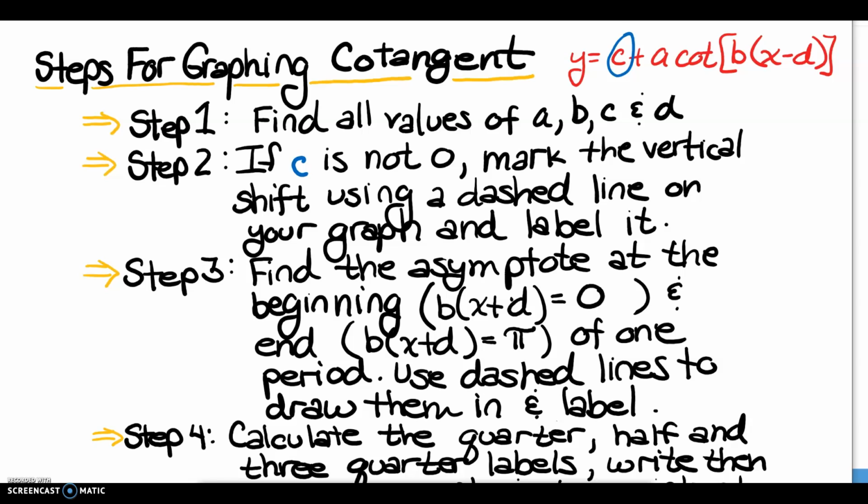Step number 3, find the asymptote at the beginning of a period and at the end of a period. So in this case, we're going to set b times x plus d, we're going to set this right here equal to 0 this time. And to find the end, we're setting b times the quantity x, well, I think that's x minus d, I'm sorry, x minus d.